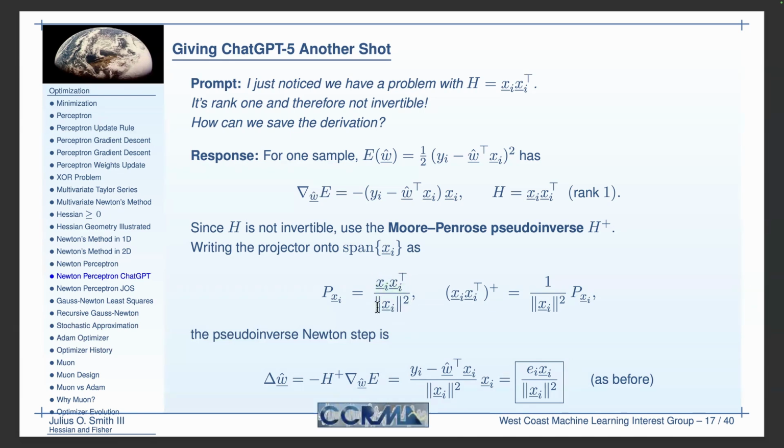This is the normalization needed in projection. And so this is the projection operator. It'll take any vector, you multiply by any vector, and you get the component of that vector along x sub I. And then the Moore-Penrose pseudo inverse has this plus notation here, and so you've got the projection operator, and you divide by the norm squared.